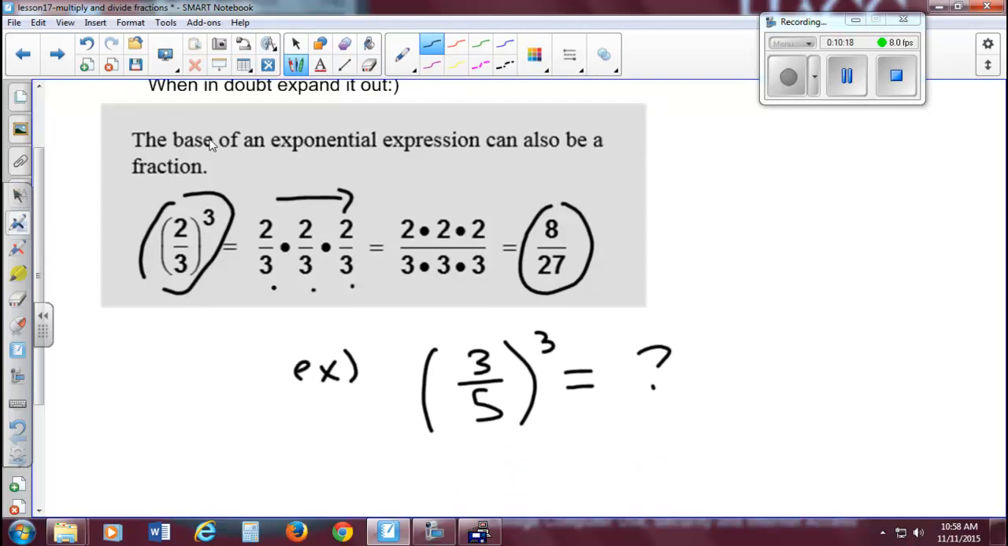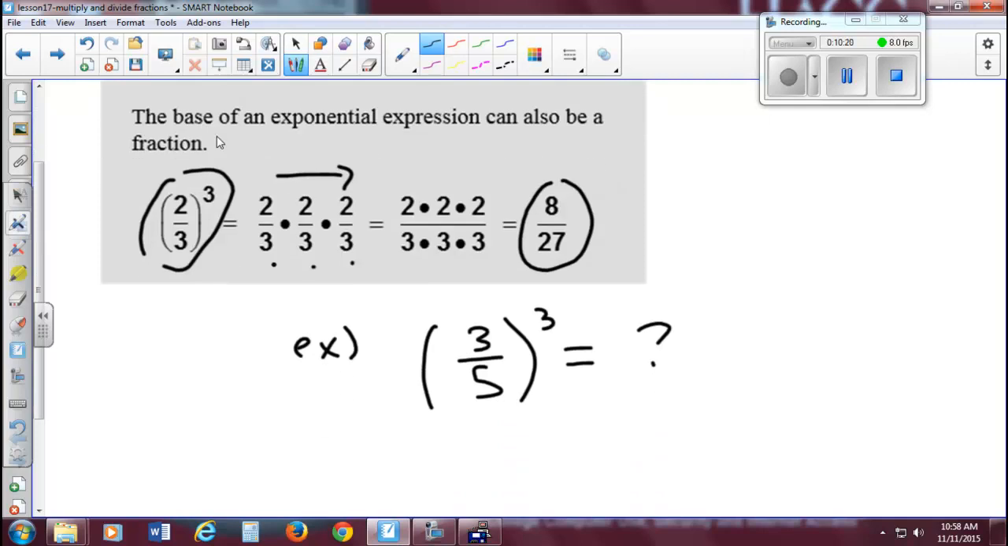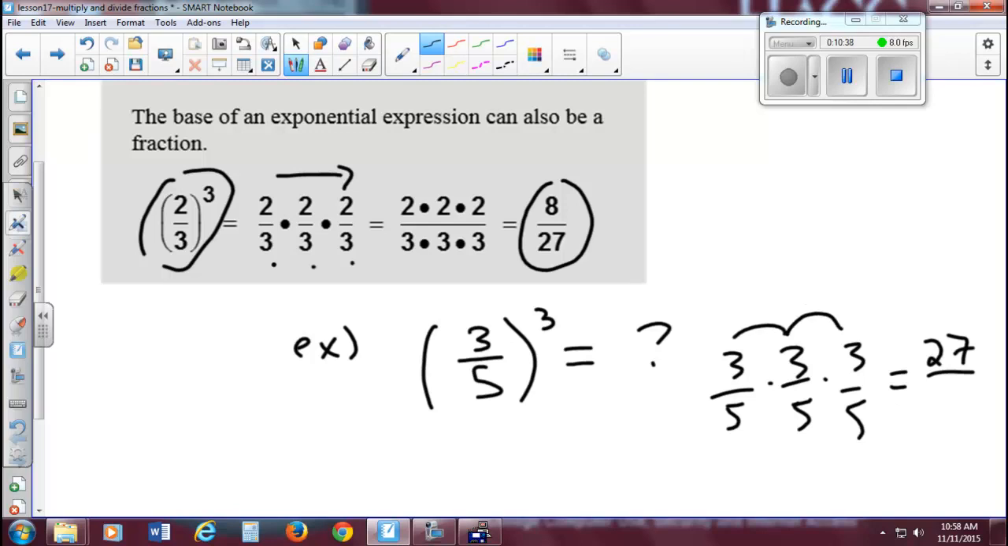So let's play that again. With this example, 3/5 cubed, well, now we know that means 3/5 times 3/5 times 3/5. Well, that's good. Those numbers are going to grow quickly. So 3 times 3 times 3 makes 27. Like 3 times 3 is 9, times another 3 makes 27. 5 times 5 is 25, times another 5 makes 125. So just when in doubt, expand it out, is what I would say.